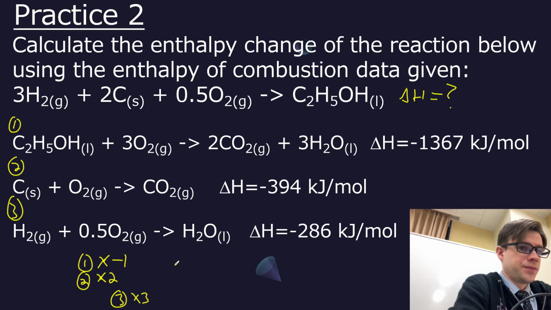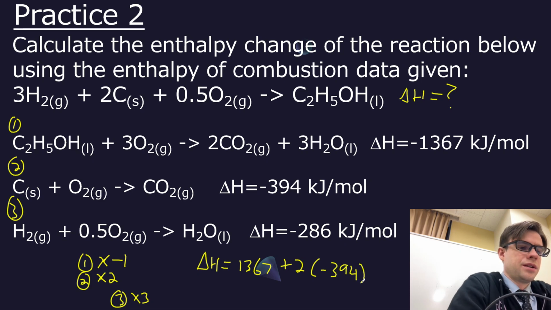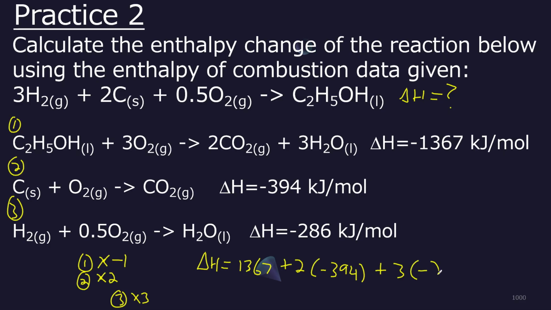So if we invert number 1, we're going to have plus 1367. If we double number 2, we're going to have 2 times minus 394. And if we triple the third equation, we're going to have 3 times minus 286. And that comes out to minus 279, which is close to the enthalpy of formation for ethanol. Minus 279 kilojoule per mole. That's the answer through this method and these numbers.